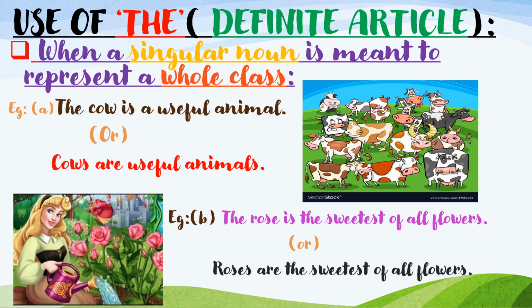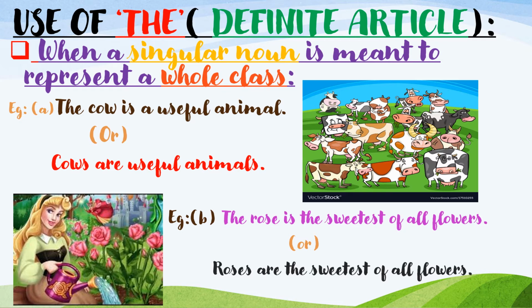Article the is also used when a singular noun is meant to represent a whole class. For example, the cow is a useful animal. Here, the cow is a singular noun. But the intention behind the usage of the article the is to refer to the whole class of cows, the whole family of cows. So you can also reframe the sentence if you do not want to use the article the. You can reframe it like this. Cows are useful animals. I'm talking about all the cows, but not a specific cow.